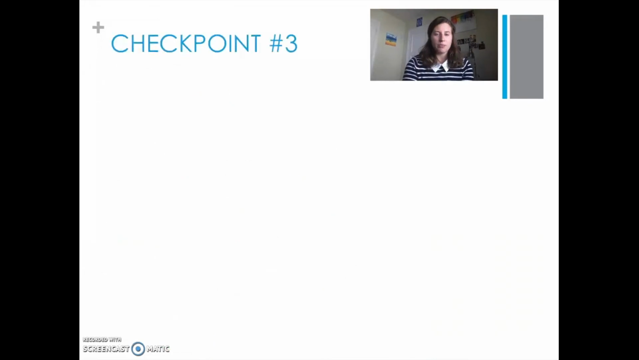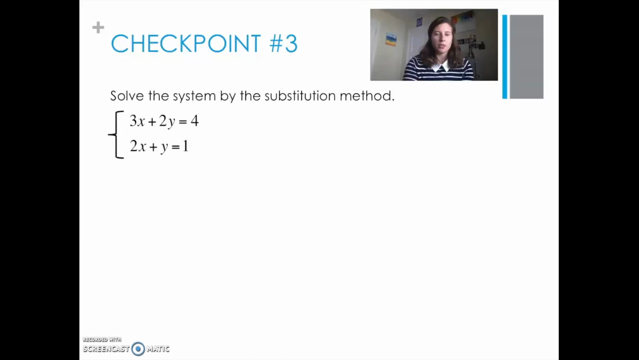Checkpoint number 3. Solve the system by the substitution method. Pause the video and see if you can solve the system. Then continue the video to see if you got the correct answer. The solution is negative 2, 5.